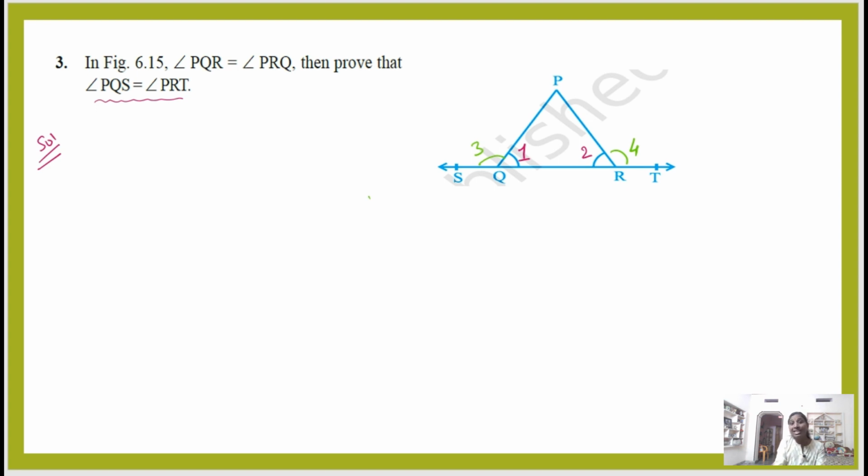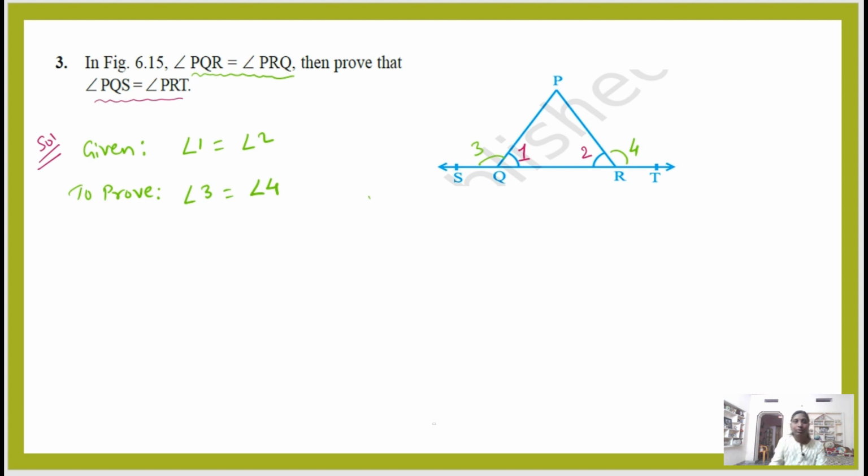Again read the question. In figure 6.15, angle PQR is equal to angle PRQ. It means it is given. Given angle PQR is equal to angle PRQ, it means angle 1 is equal to angle 2. Now to prove, what do we need to prove? Angle PQS is equal to angle PRT. It means angle 3 is equal to angle 4.